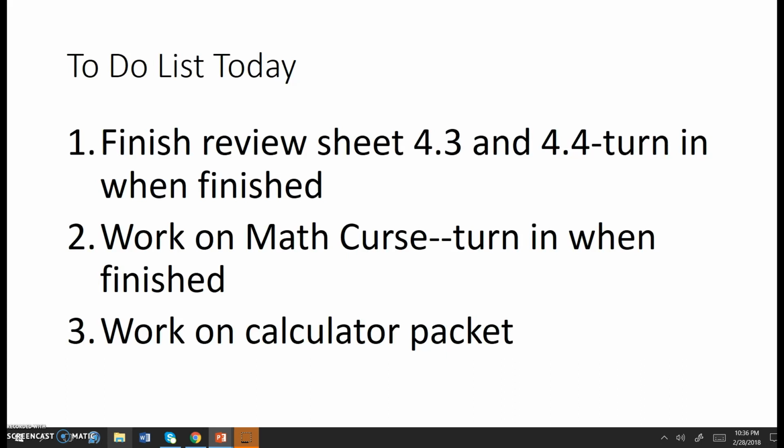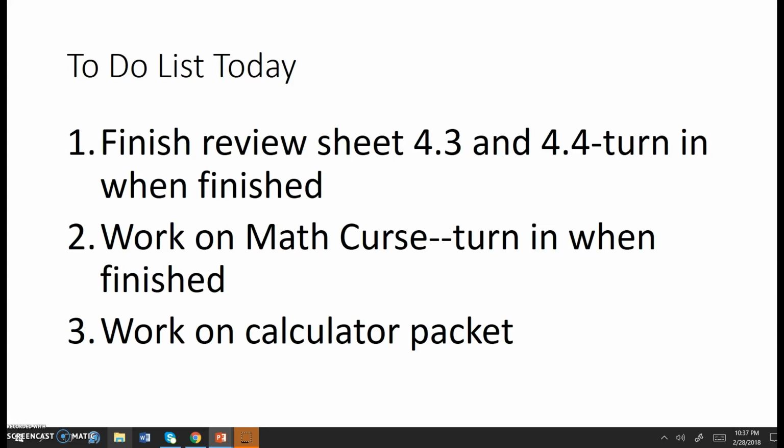So what you're going to do for the rest of the hour is you are going to finish your review sheet for 4.3 and 4.4, which you're going to get today from the sub. If you finish that, you turn it in. If you don't finish it, it becomes homework. If you finish that, you're going to work on Math Curse and turn that in when you're finished. If you finish that, you'll work on your calculator packet.